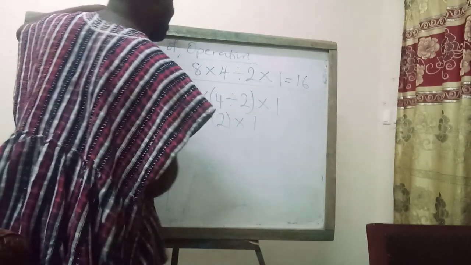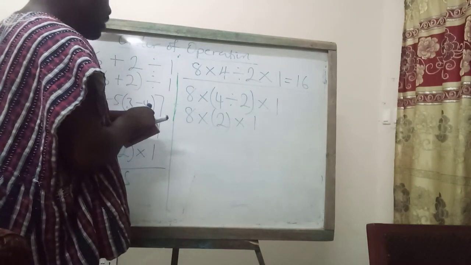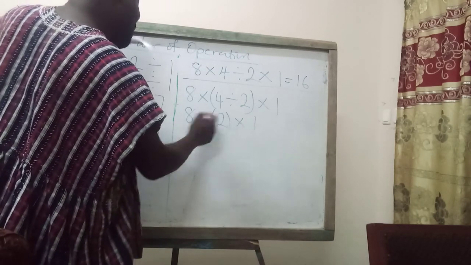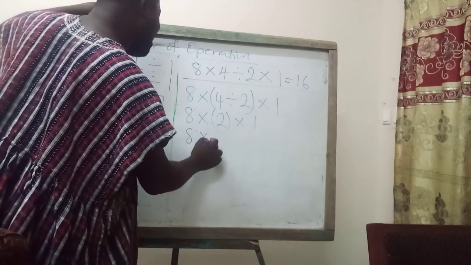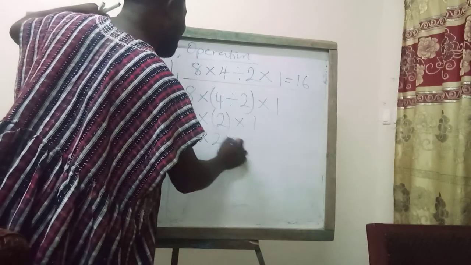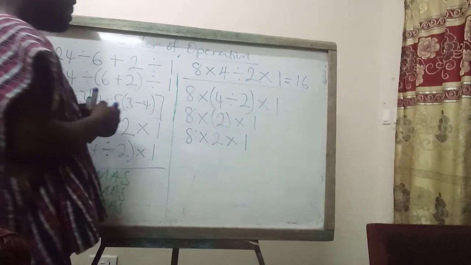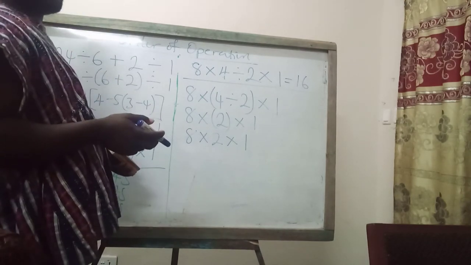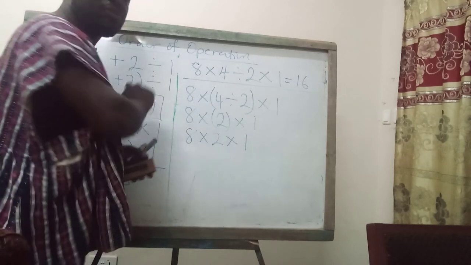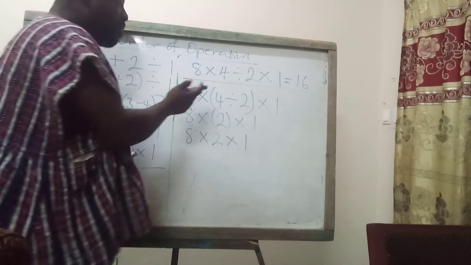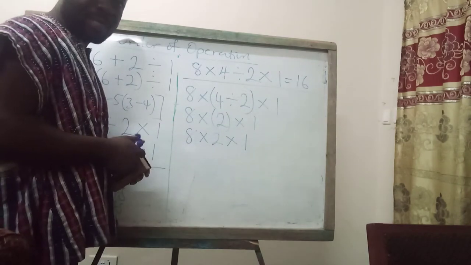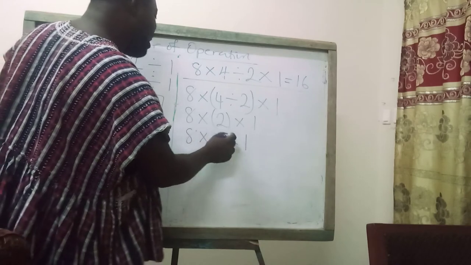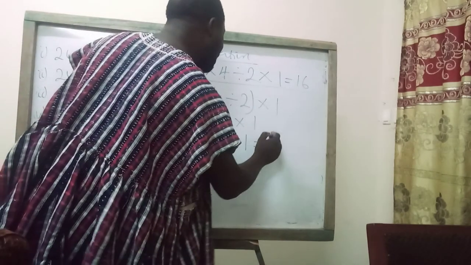Times 1. We can just simply remove the bracket because it doesn't change anything. It's 1 which is behind it. So when it multiplies, you get 8 times 2 times 1. Fortunately for us, this one gave us the same answer. It's not because that is what it should be, but it is because of the figures that worked on it. I mean, how it was done. So 8 times 2 is 16 times 1, 16.